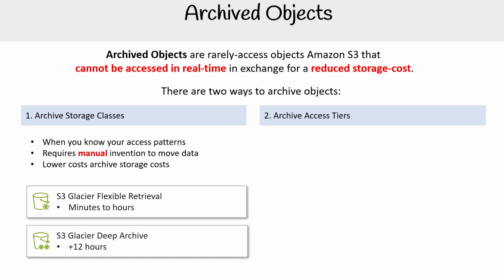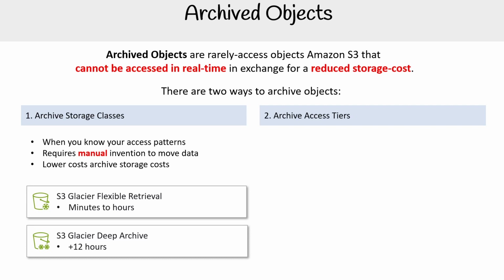There is S3 Glacier Instant Retrieval, and I didn't list it here because when the docs talk about this, they don't mention it for some reason. So it is an option, but I didn't put it here because it didn't reflect that in the docs. But it is technically an archive option, and it's going to allow you to retrieve things instantly.